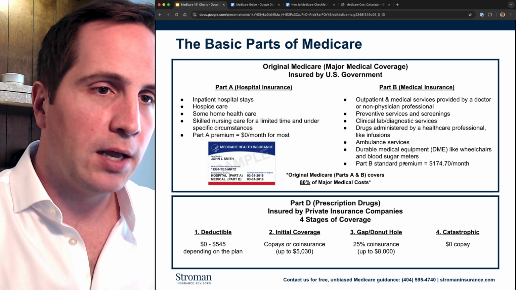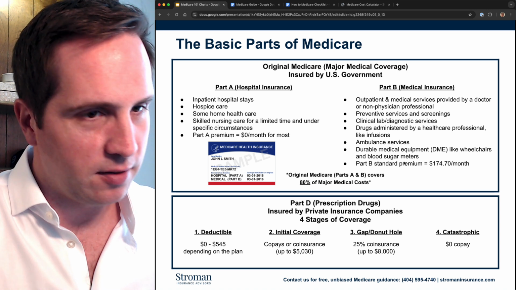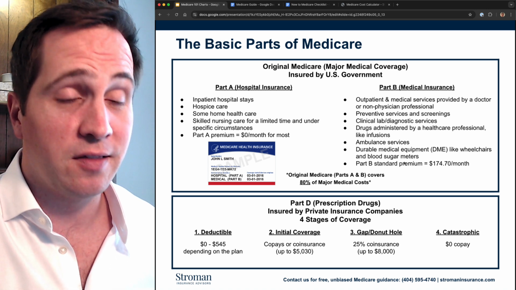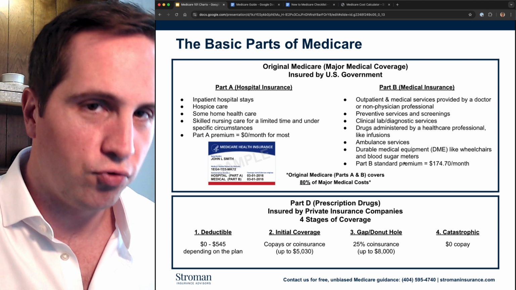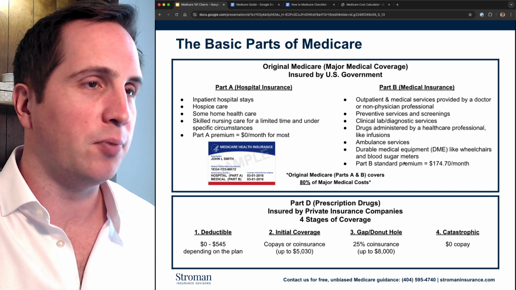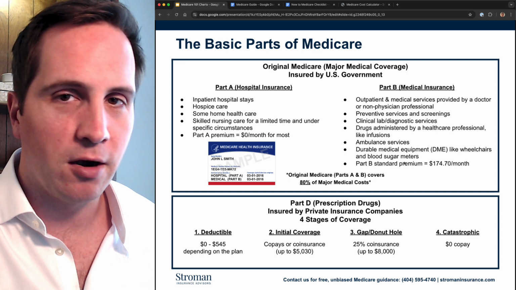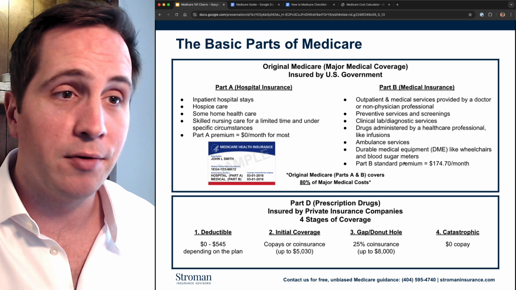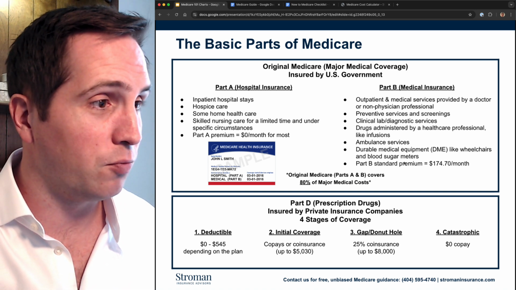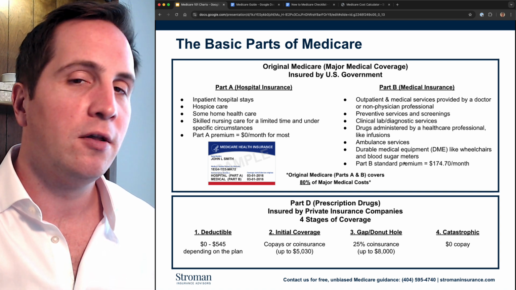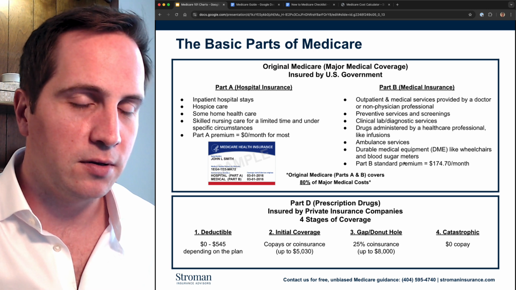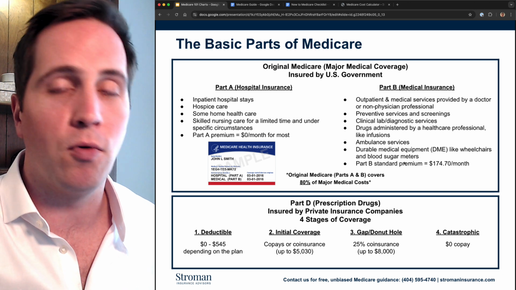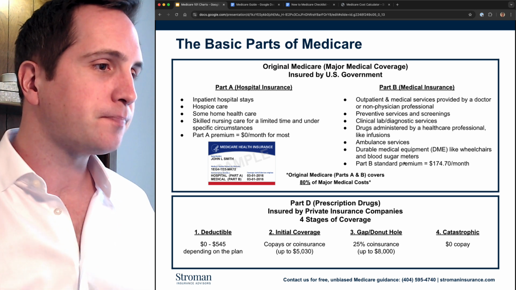Part D, and we skipped Part C, but this will come full circle. Doesn't really matter. Part D is the next thing to cover, and that is prescription drug coverage. Believe it or not, when Medicare first rolled out, prescription drug coverage was not included. It was actually not until the early 2000s when that became true. So this is coverage that you need to buy. It's either included in a Medicare Advantage plan or you can buy it separately.